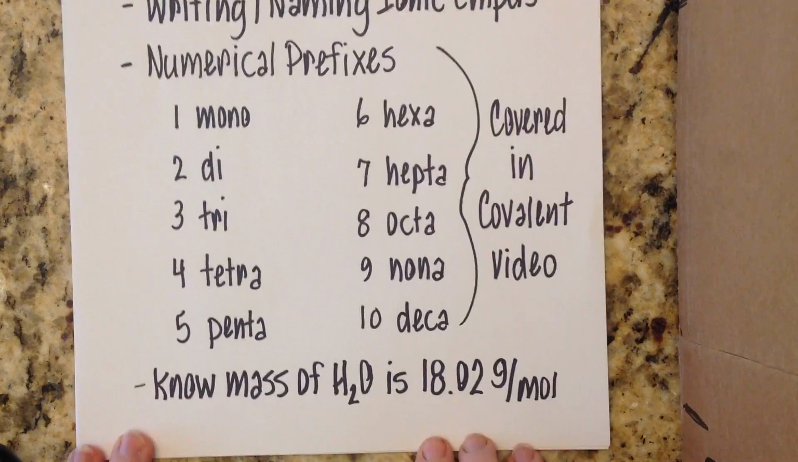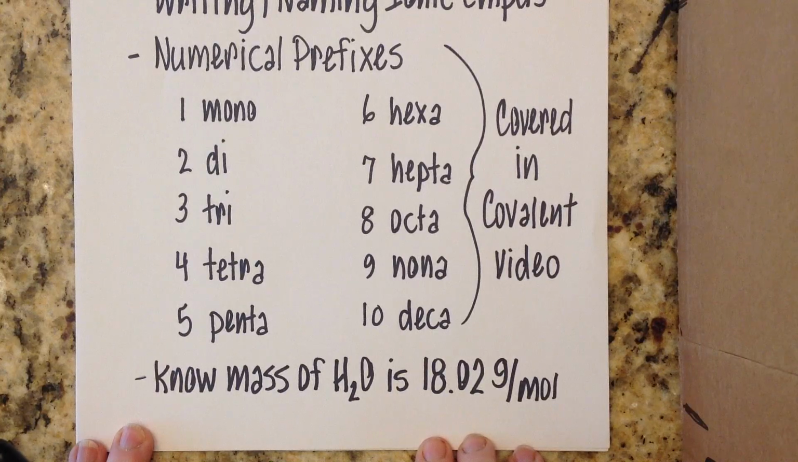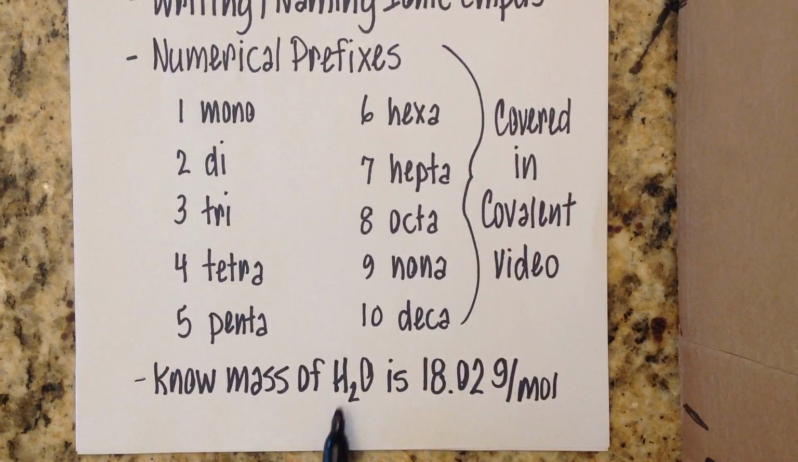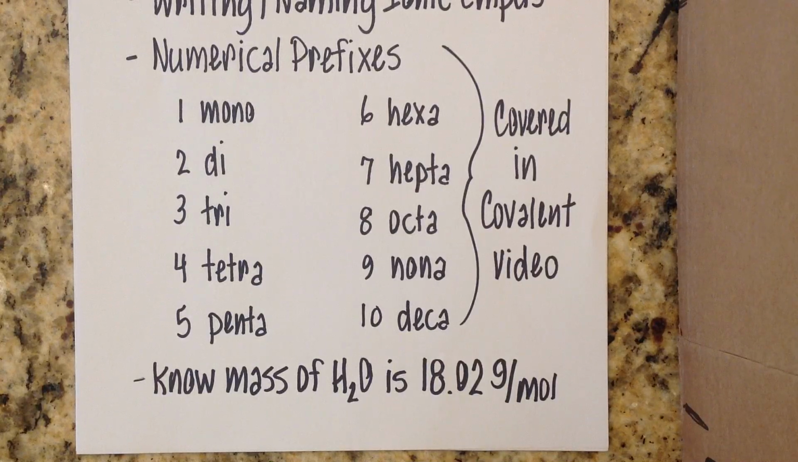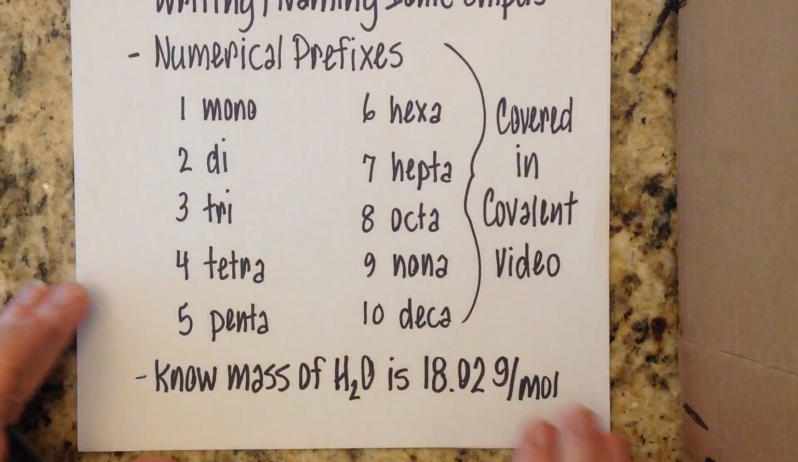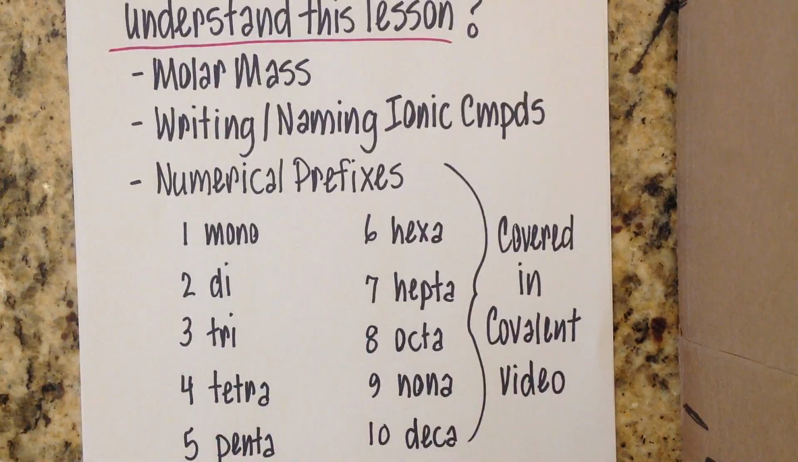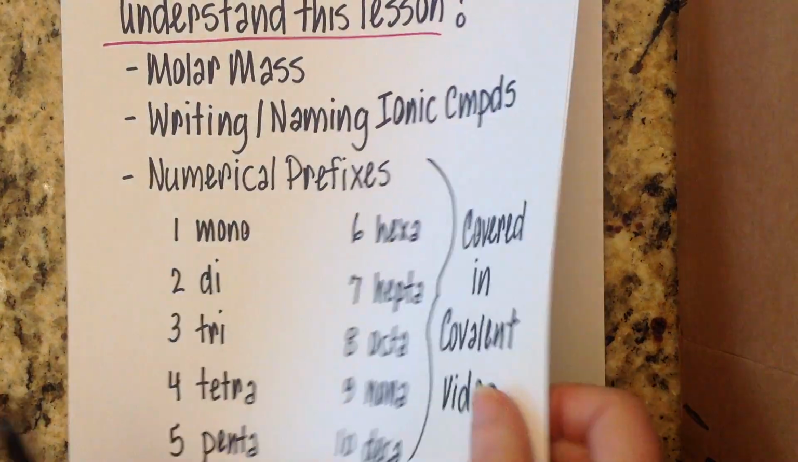Also, it is just flat out helpful to know that the molar mass of water is 18.02 grams per mole. That comes from the mass of 2 hydrogens added to the mass of 1 oxygen. If you know that little tidbit of information, that's going to make your math a little bit quicker today. And who doesn't like quick and easy? Work smarter, not harder, right? So these are the things that you need to know to move on.